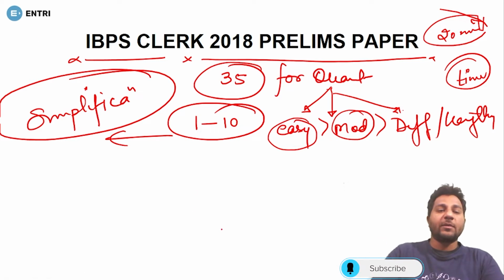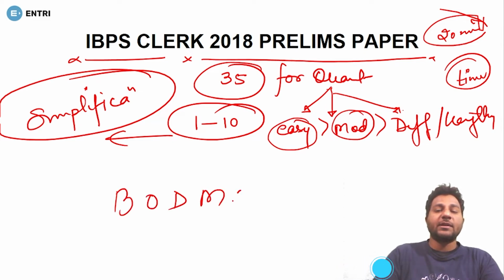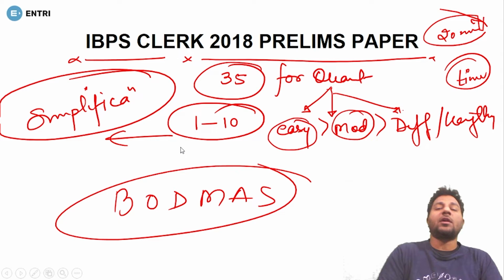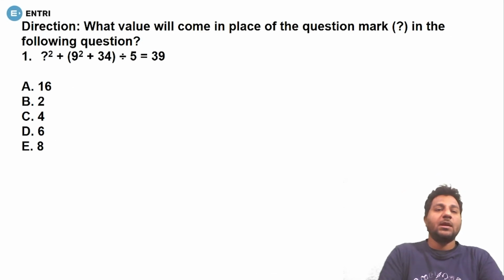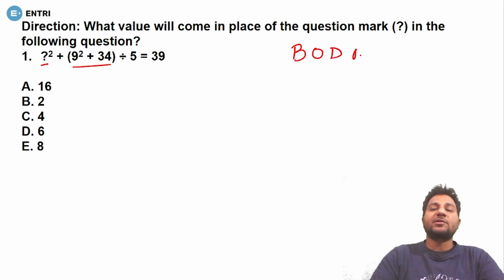You just need to remember the concept of BODMAS. If you remember the concept of BODMAS, you can solve any problem in the simplification segment. So let's see what the first question is like. Look at this: question mark square, 9 square plus 34 in a bracket, and according to the BODMAS rule, we need to solve the bracket first.